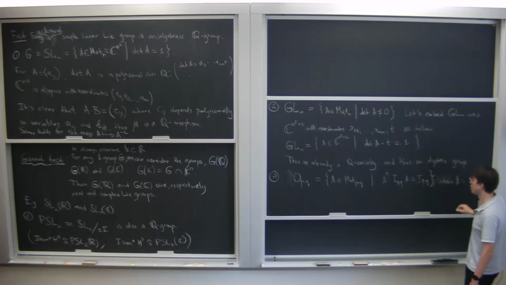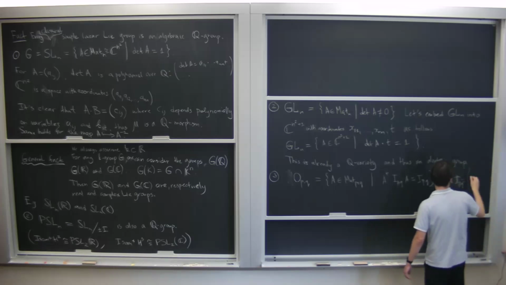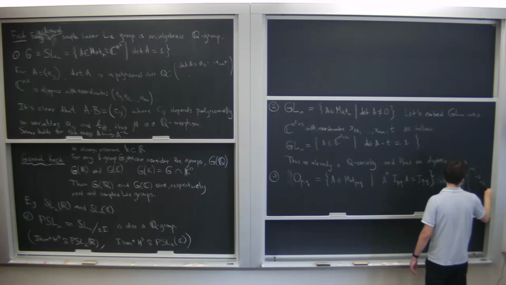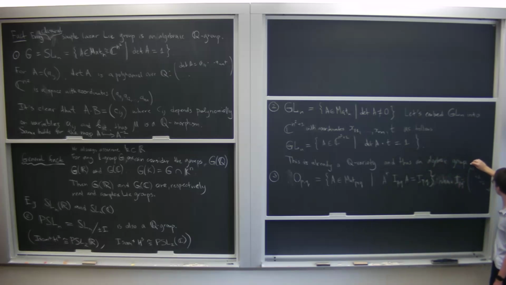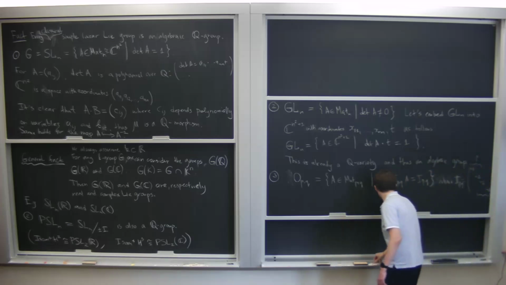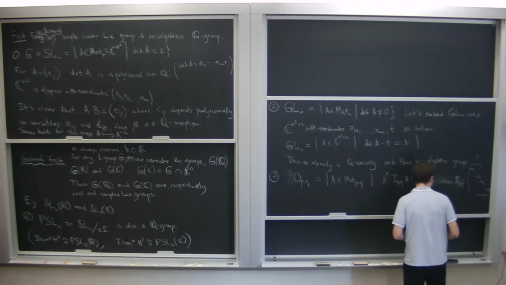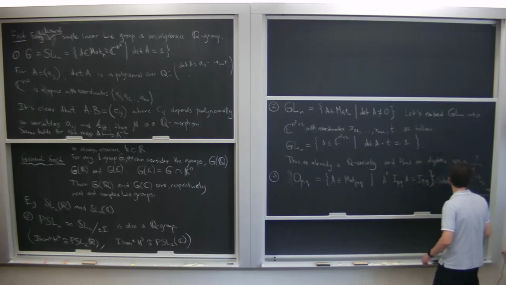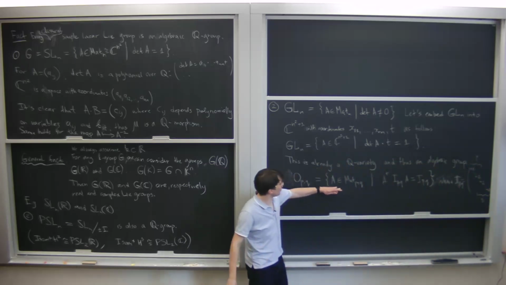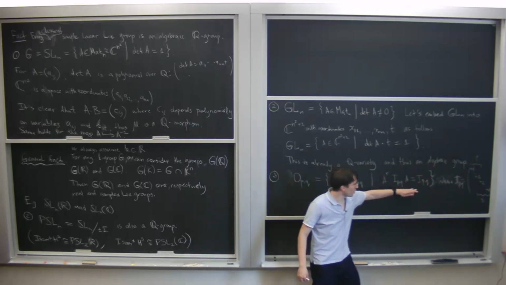Where I_pq is the diagonal matrix. Here I have p elements on the diagonal being equal to +1, and here I have q elements on the diagonal being equal to -1. So let me highlight that it is -1. Okay, so this is a diagonal matrix, and I consider all matrices that preserve this quadratic form.